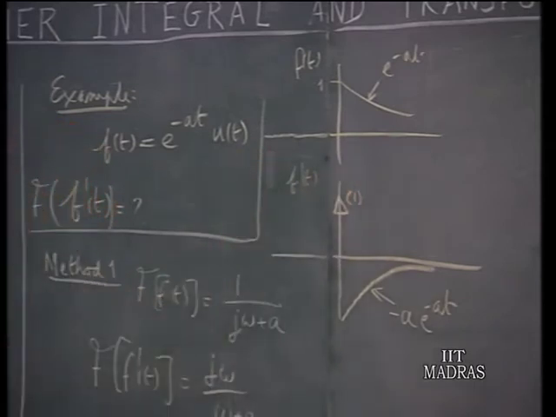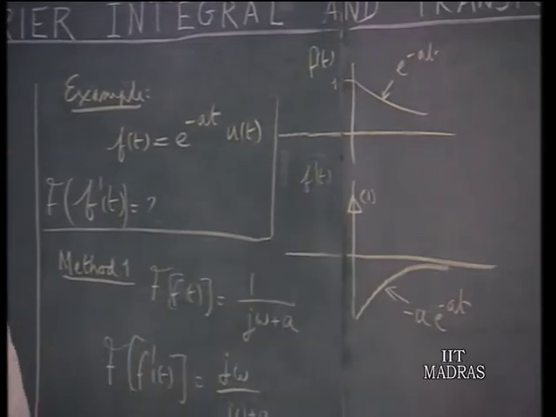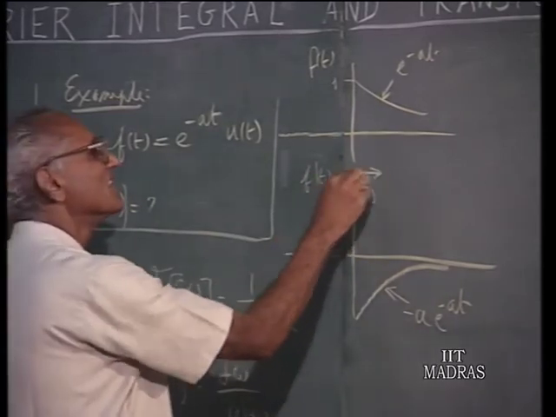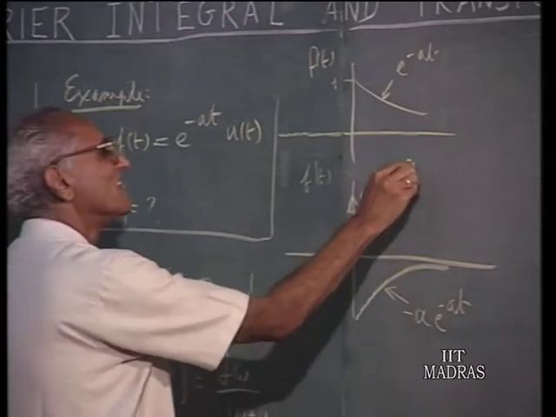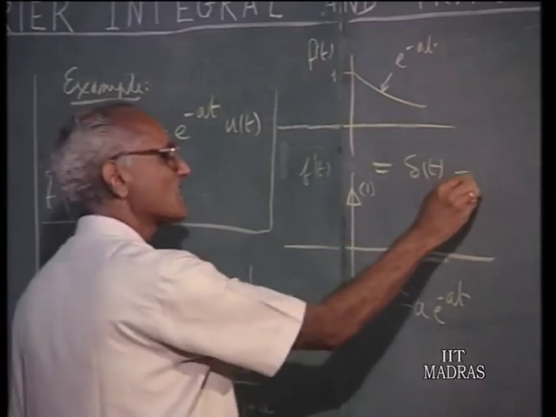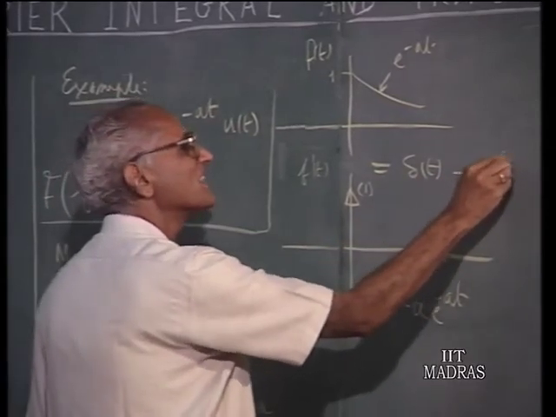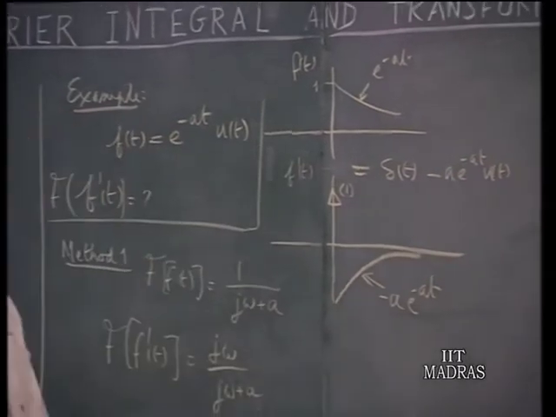So, f prime t really is not simply given by this alone, but also you must have a delta function. So, in other words, f prime t is equal to delta t plus this quantity, which is minus a e to the power of minus a t u t, because this function starts only from t equals 0 onwards.